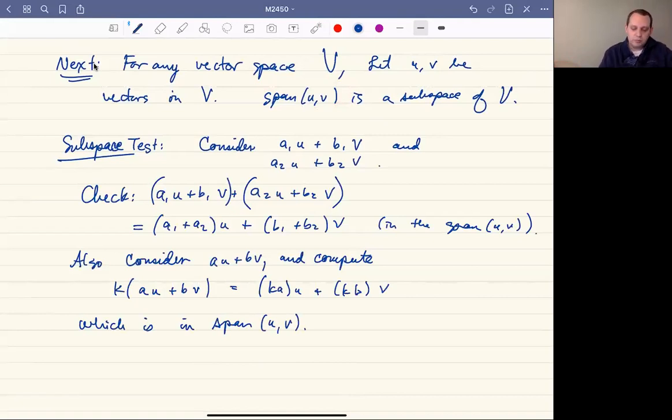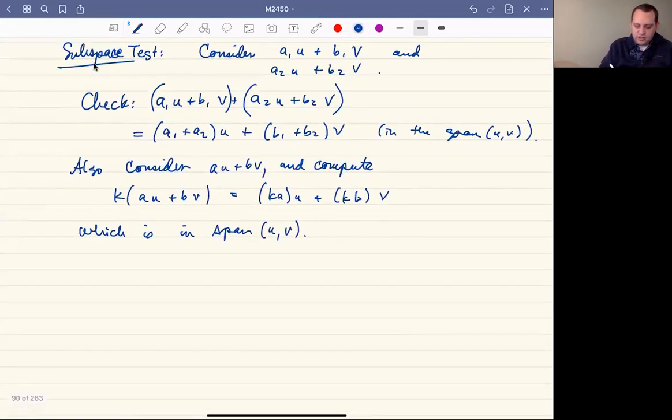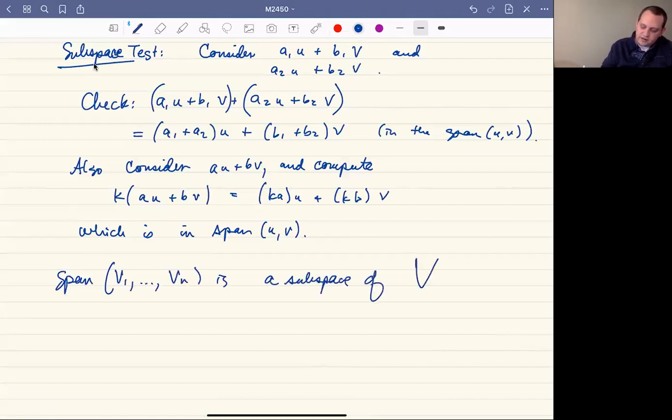The proof that we provided here really is only a proof that if you take a span of any two vectors, it's a subspace. But you can easily adapt this and show that the span of any set of vectors, say V1 to Vn, is a subspace of the set of vectors V, where these vectors V1 to Vn are vectors in V.